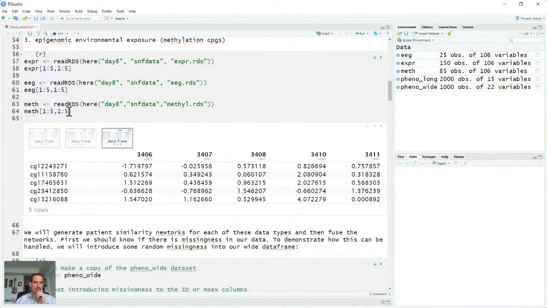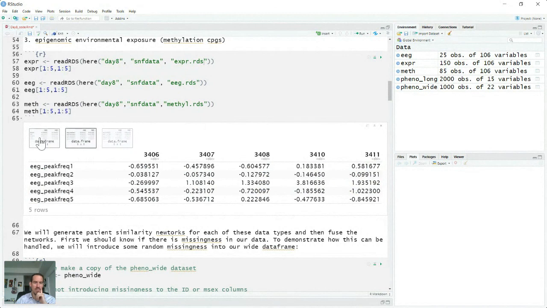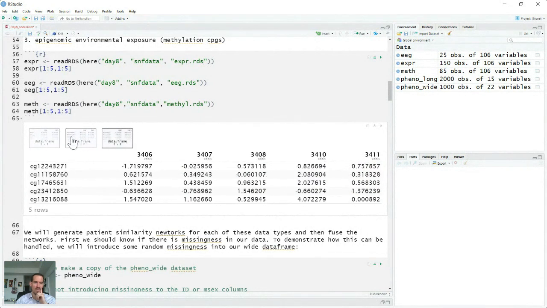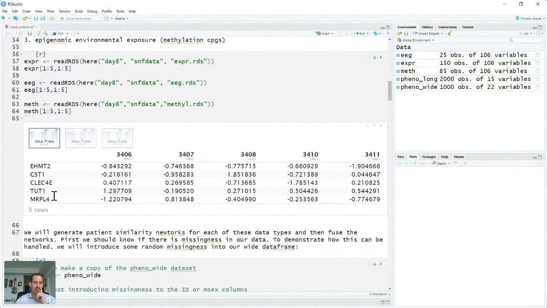And then methylation. DNA methylation is indexed by these CpG sites, or these CG nucleotide pairs, on which methyl groups are added or removed by cellular machinery. And this is the intensity of methylation observed for these individuals. So you see, we have the same people. All the columns are the same, 3406, 3407, 3408, but our features are different.